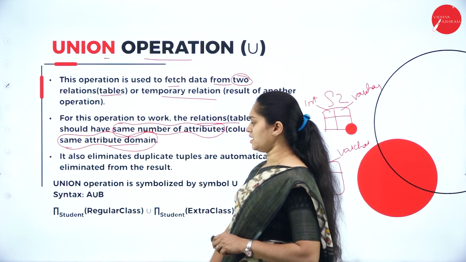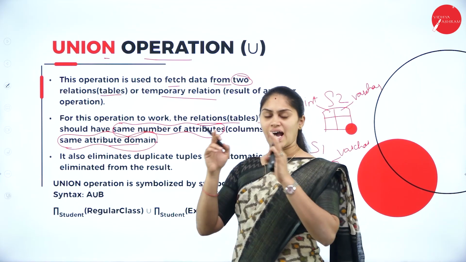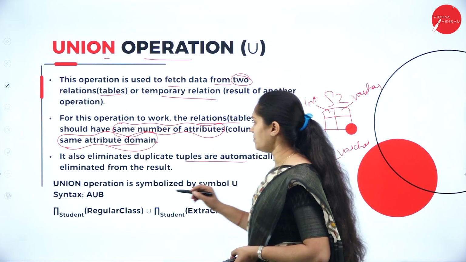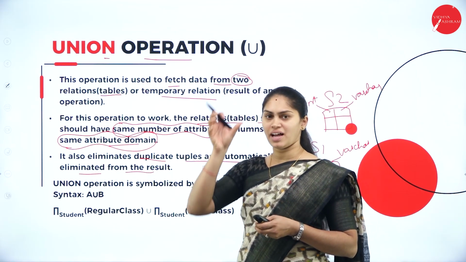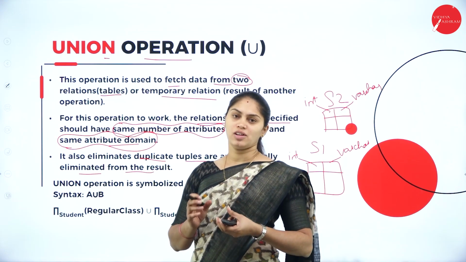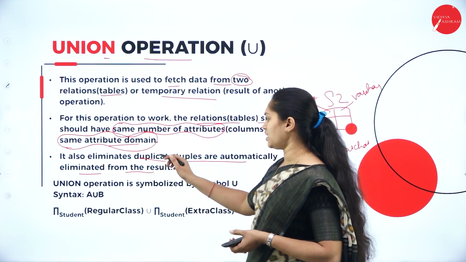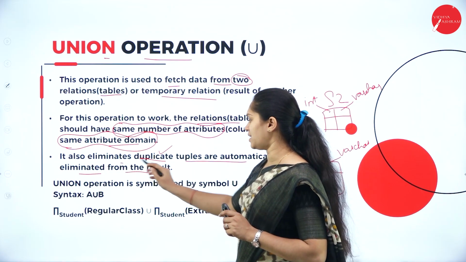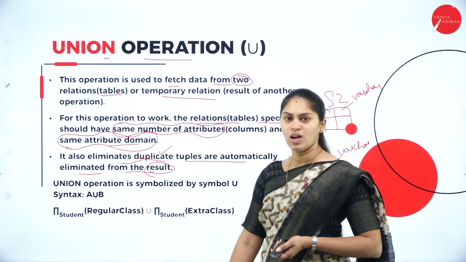Fine. These are the rules. Then whenever we are getting the output from this union operation as a single relation, it is going to eliminate the duplication from the resultant. For example, if I have the same name in both the tables, that name will come only one time instead of twice. That is, duplicate tuples are automatically eliminated from the resultant. That is what we can see in this union operation.